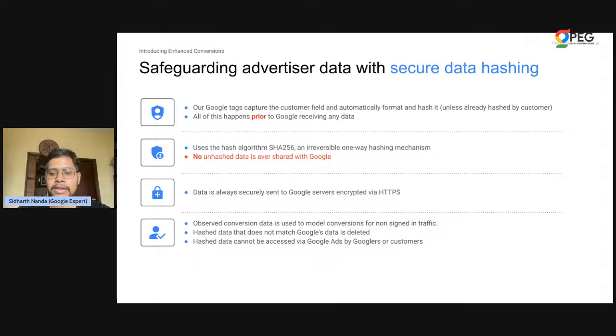More importantly, no unencrypted data is ever exchanged with Google in any sort of raw format. This hashed data that is shared cannot be accessed through a Google interface, by other Google employees, or by customers even. Another thing to mention is that any hashed data that does not match Google's data is deleted. So we do not keep it for any processing later, and the chances of it leaking into the world in some manner are negligible.